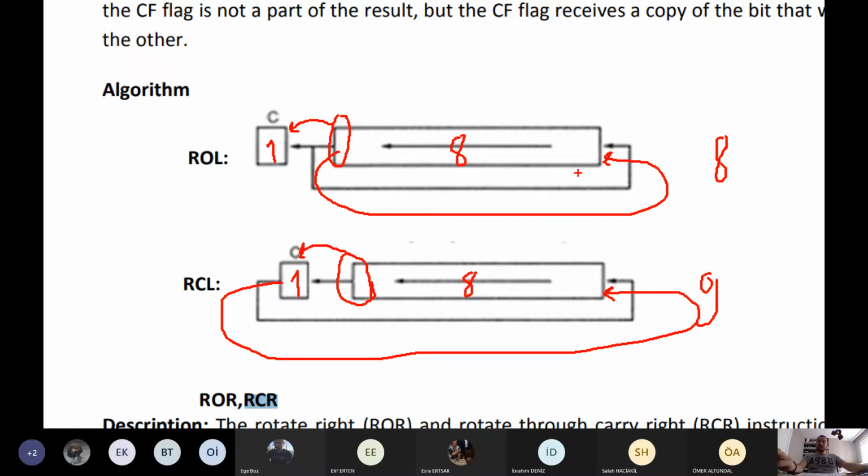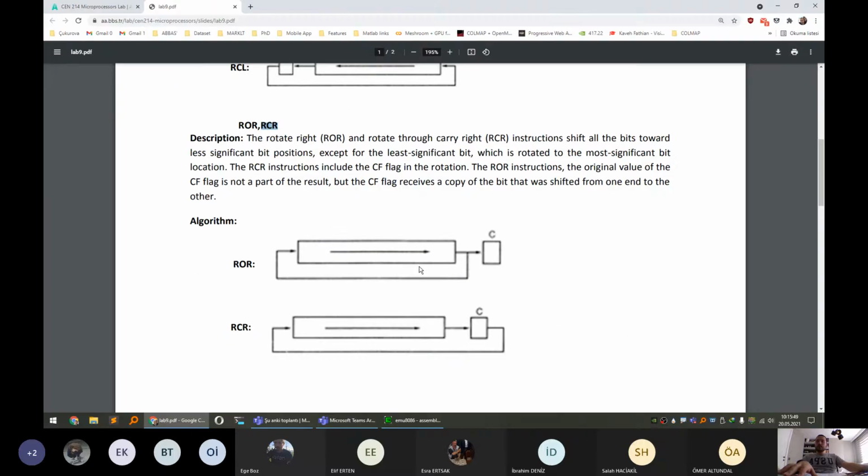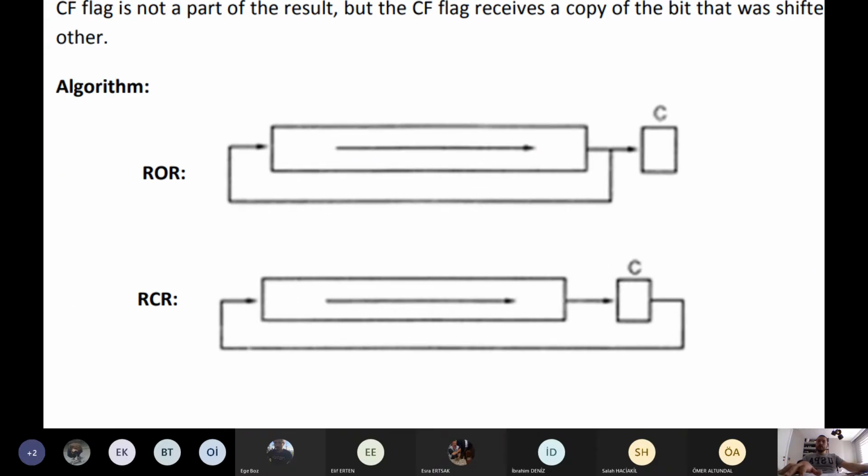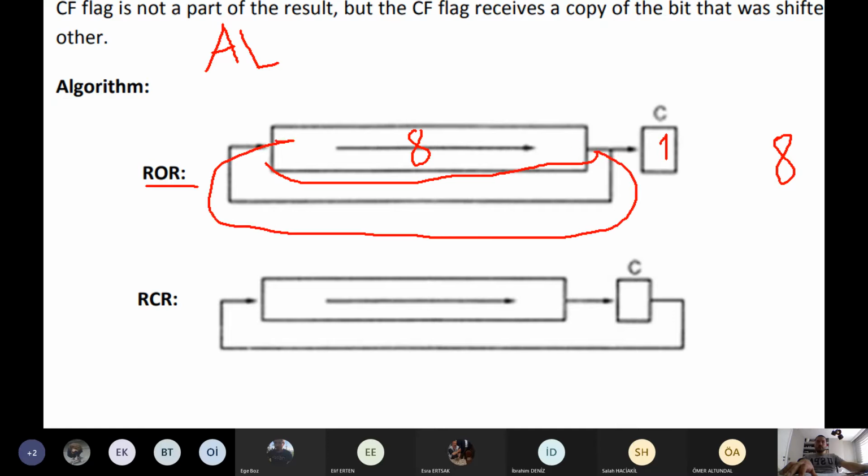The very important difference is this. Let me go over and look at the rotate right. Rotate right is also same, but rotating to right. 8-bit. Let's say we are working with AL. 1 bit. This rotate right command will rotate the 8-bit value within self, but also copy the most significant bit into carry flag.